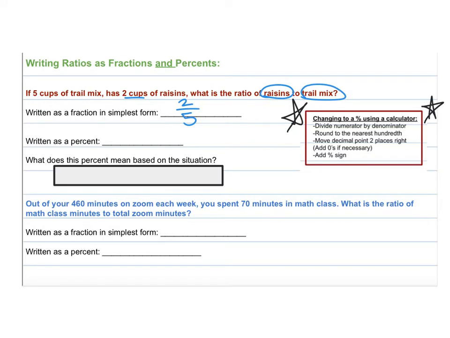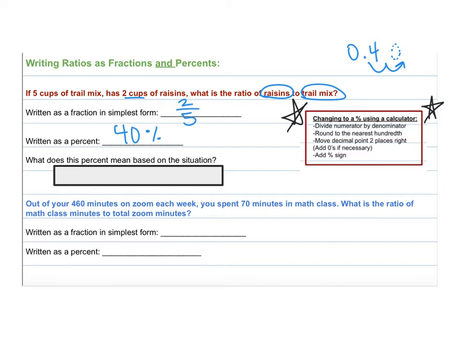Now, to turn this into a percent, I'm going to follow these directions that are over here in this box. It says divide numerator by denominator. So 2 divided by the denominator 5 equals, okay, so that as a decimal now is 4/10. It says round to the nearest hundredth. It doesn't go to the nearest hundredth, so I don't have to do anything. Move the decimal 2 points to the right. 1, 2. Add zeros if necessary. We have an empty spot here, so we fill in with a 0. So that now becomes 40. And then it says add percent sign, so 40%. So 2/5 as a percent, 40%. Again, you can use your calculator for this.